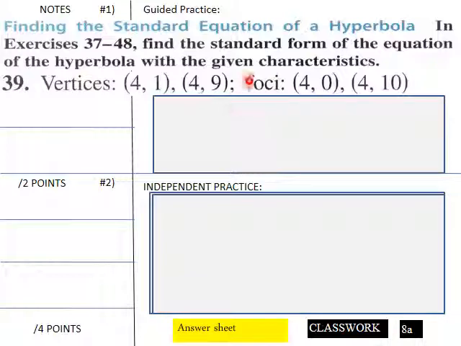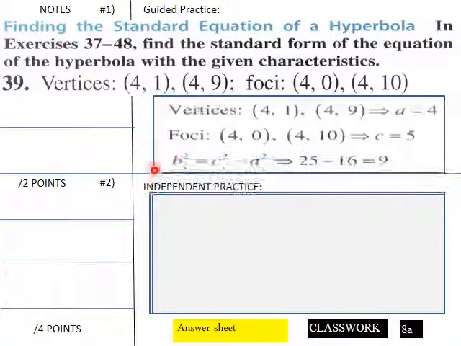Okay, let's try one now. Find the standard form of the equation of the hyperbola with the given characteristics. We have vertices at (4, 1) and (4, 9), and then foci at (4, 0) and (4, 10). I have this divided up, the guided practice, and then your independent practice is down here. I'll start the solving of this, and then students, I want you to finish that out on your own in your independent practice.